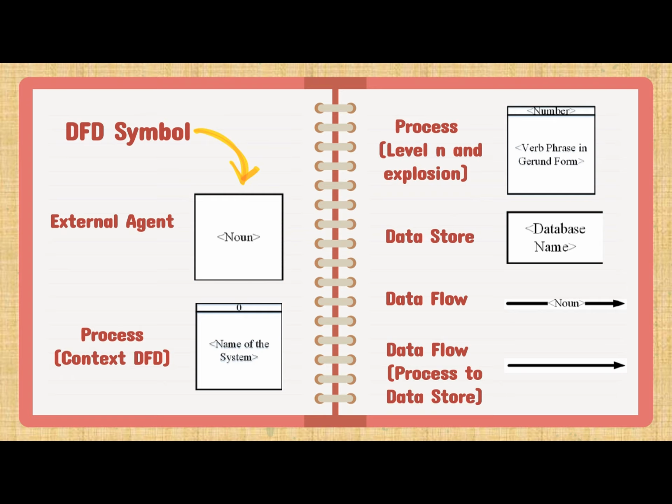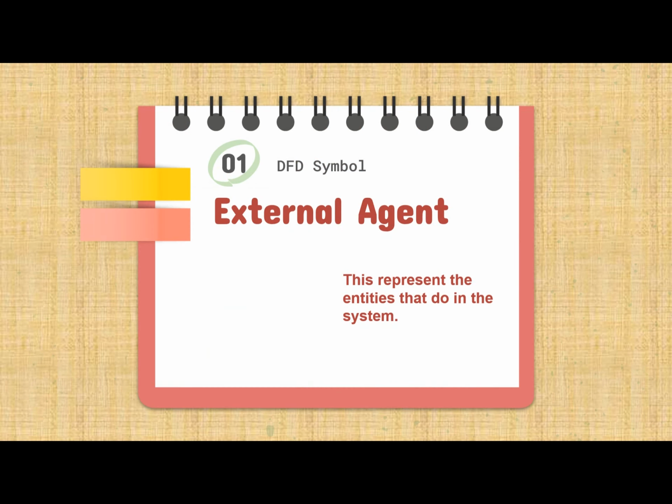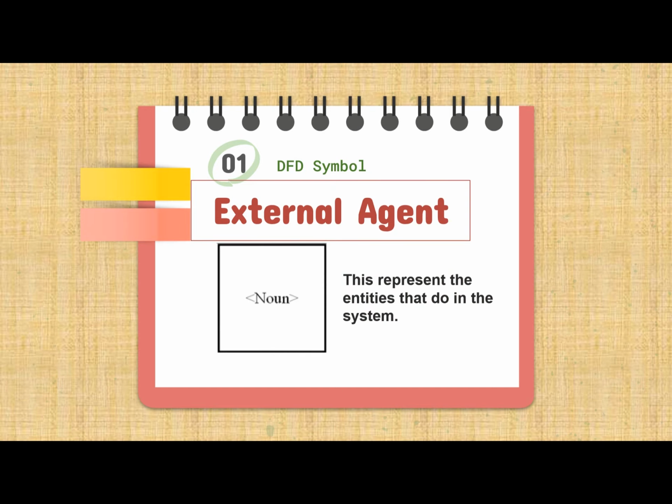So I will discuss the DFD symbols. First, external agent. These represent the entities outside the system. A rectangle represents an external entity. They either supply data or receive data. They do not process data.